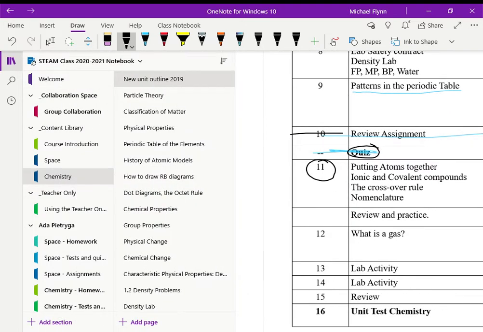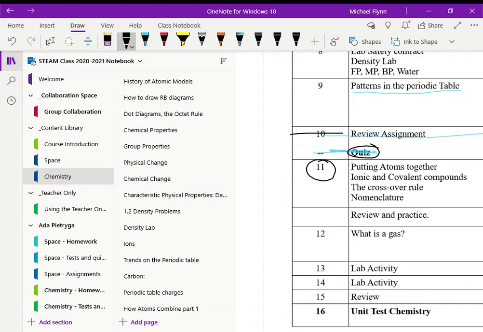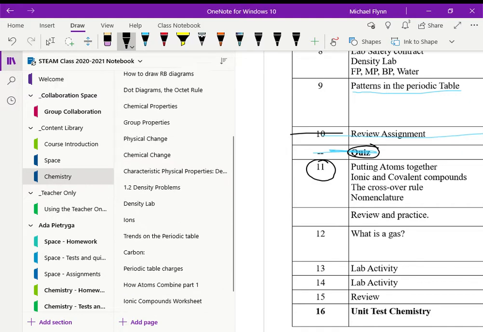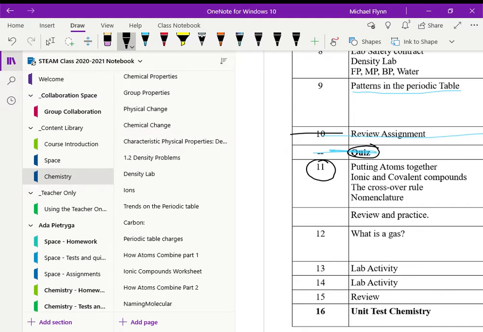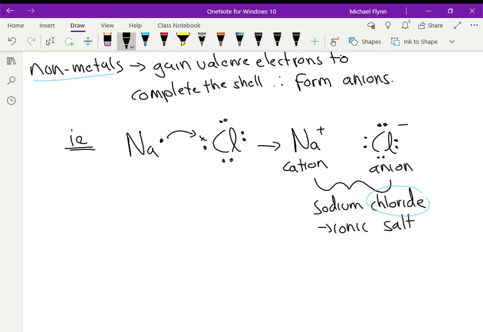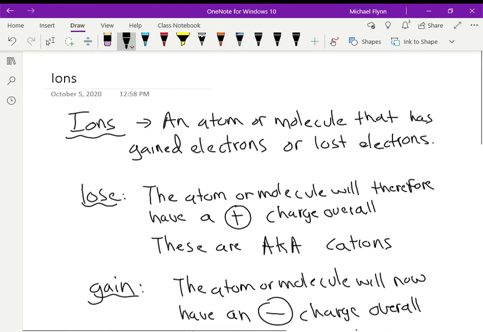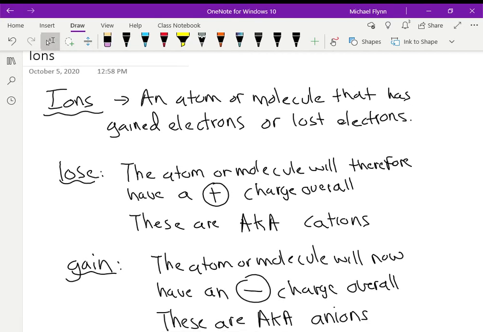Putting atoms together, making compounds. Really it's what chemistry is mostly about, right? How atoms combine. Before we get into that, I don't think we talked about this yesterday. This was in the video yesterday, but I don't think we really talked about it in class, so I want to talk about it just as a review.